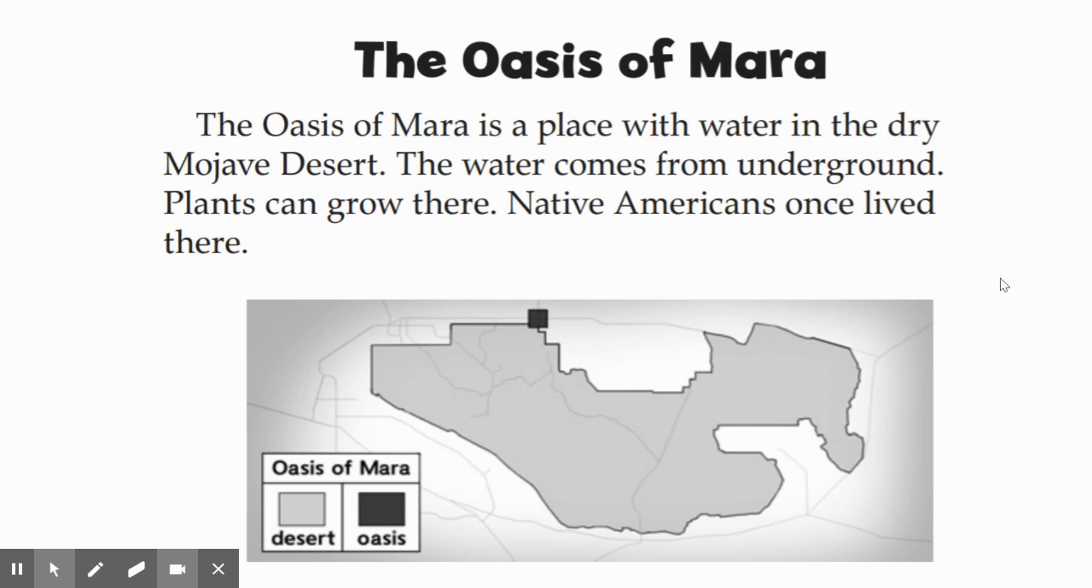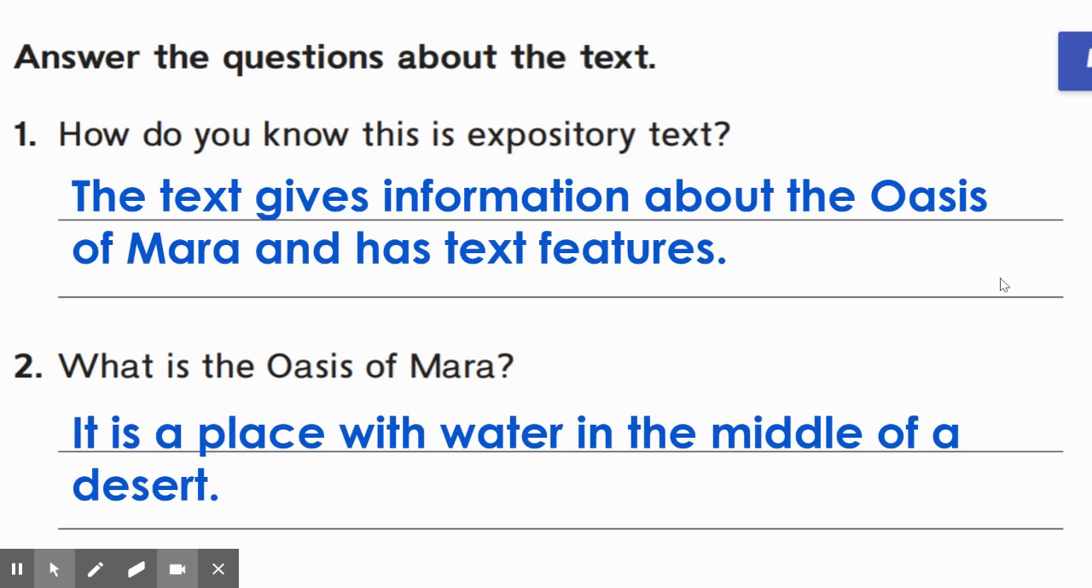The Oasis of Mara is a place with water in the dry Mojave Desert. The water comes from underground. So the Oasis of Mara is a place with water in the middle of a desert. That is an oasis. Okay, that's what I'm going to write down for my response. It is a place with water in the middle of a desert. So press pause as you record your response and press play again when you are ready to continue.